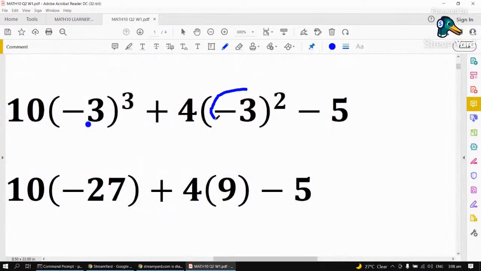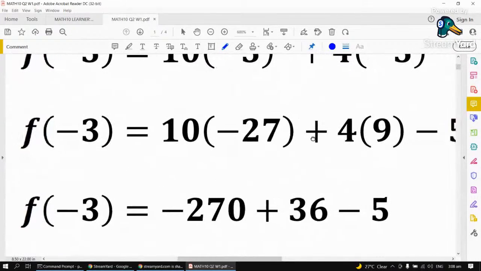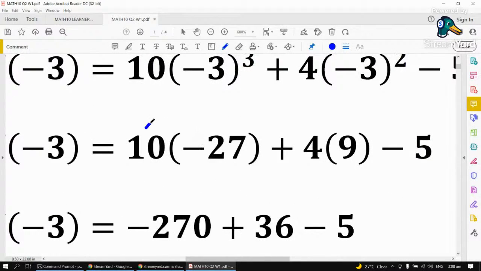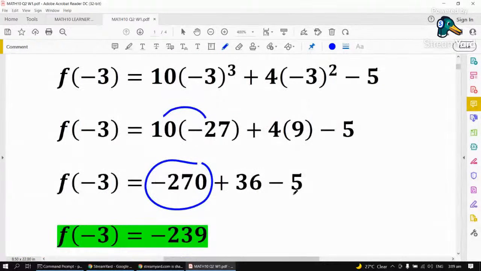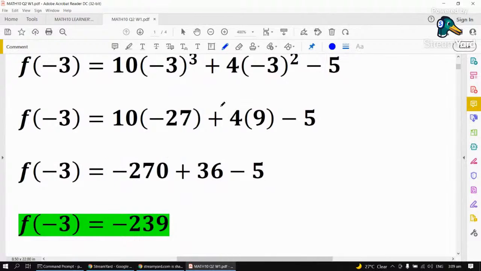Eh, dito naman, negative 3 squared. So, ibig sabihin, negative 3 times negative 3, negative times negative is positive. 3 times 3 is 9. Okay? Then, pag in-evaluate 'yan, 10 times negative 27 is negative 270. And then, positive 4 times positive 9 is positive 36. And then, negative 5.